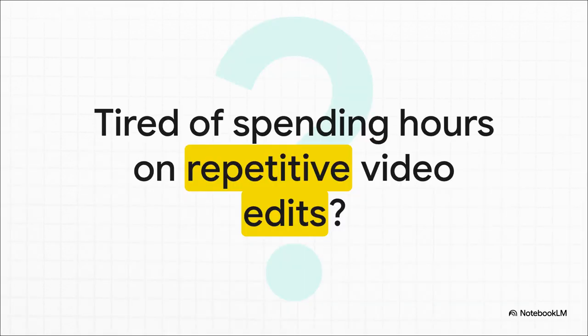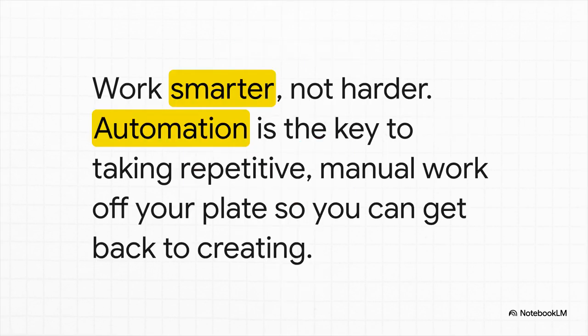You've filmed your main content, but now you gotta manually resize it for Instagram, for TikTok, for YouTube Shorts, or maybe you're sticking the same intro and outro on like a dozen different clips. It's a huge time sink, right? And it just kills your creative momentum. Look, the solution isn't about working harder. It's about working smarter. Automation is the absolute key to taking all of that manual stuff off your plate for good, so you can get back to creating.